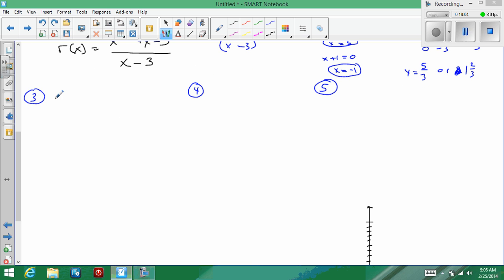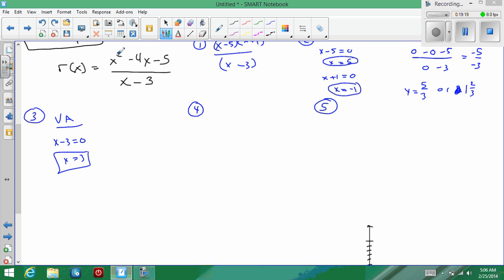For step number 3, the vertical asymptote, we are going to set the denominator equal to 0. So x minus 3 equals 0. We get x equals 3. And for our horizontal asymptote, we notice that n is greater than m, so no horizontal asymptote, which means, and it's greater by 1, so we have to divide and find the slant asymptote.